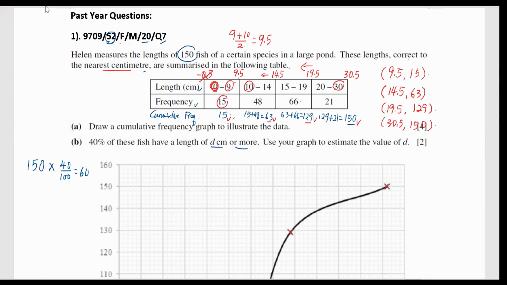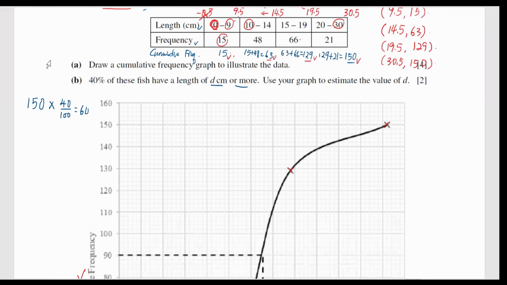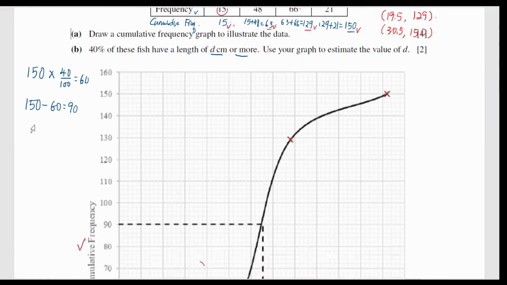or more. So when we try to use the cumulative frequency graph to get the value, we have to look at the upper half of the cumulative frequency graph. So that is why we have to take 150 minus 60. And the value we get is 90 here. So when we read the graph, we are looking at the upper half, this part of the graph, like 150 until 90, this value. So these 60 fishes here.